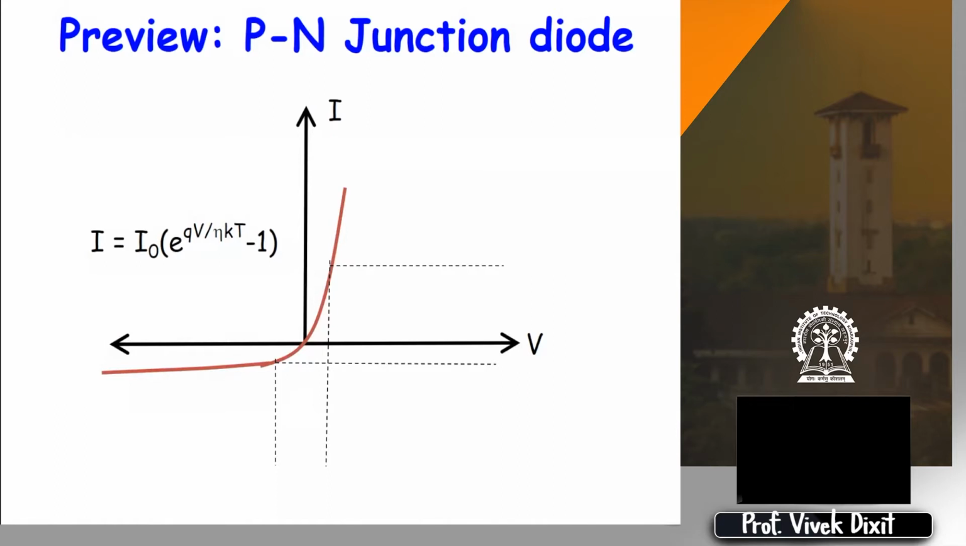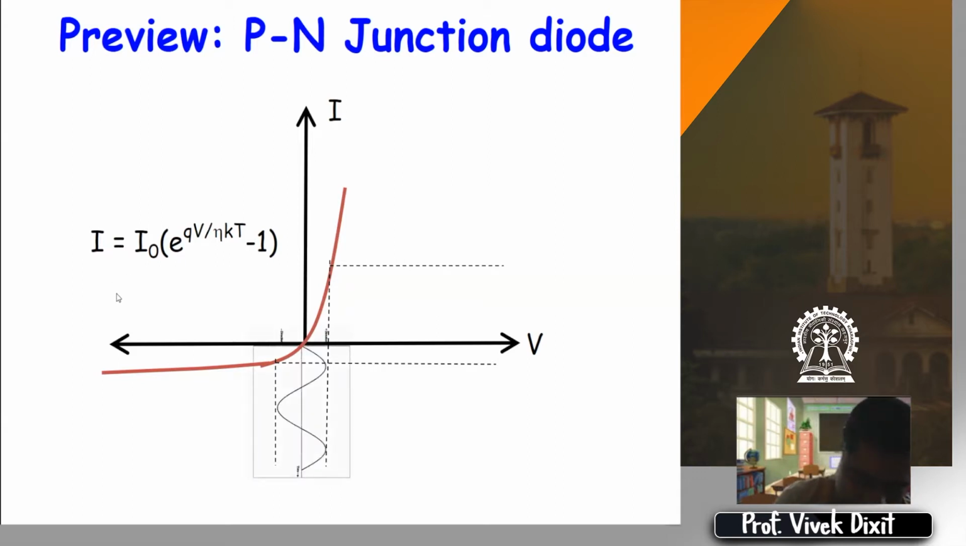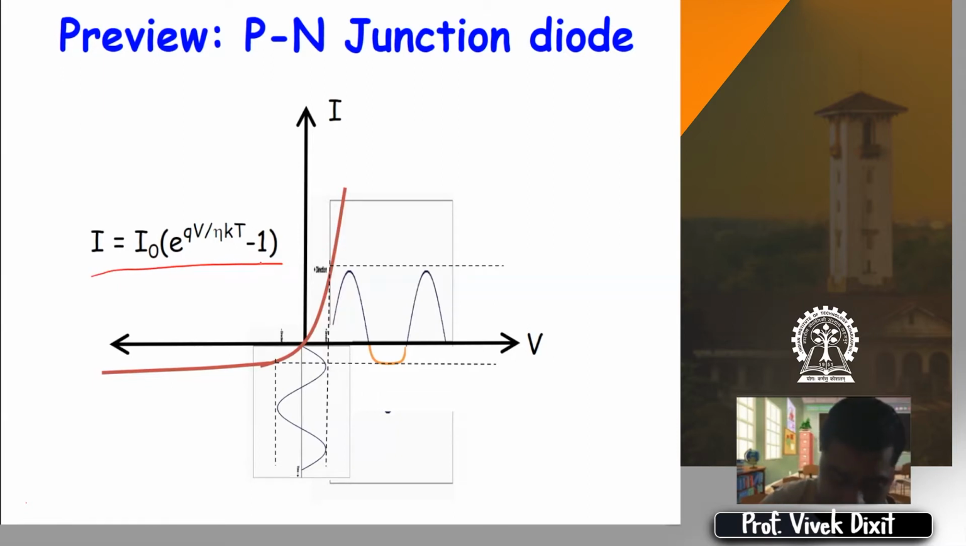So today we are going to discuss the PN junction diode. Now in previous classes, you have learned about the PN junction IV characteristic. And I is basically given as an exponential function of applied voltage. So I is equal to I naught exponential (qV by eta kT) minus 1. Eta is basically the ideality factor.